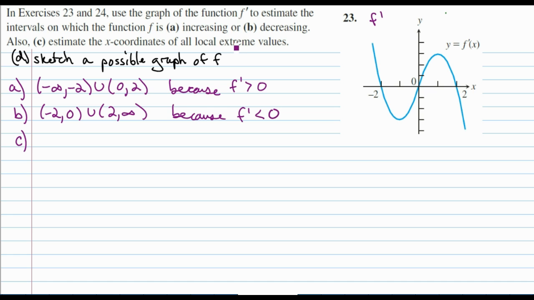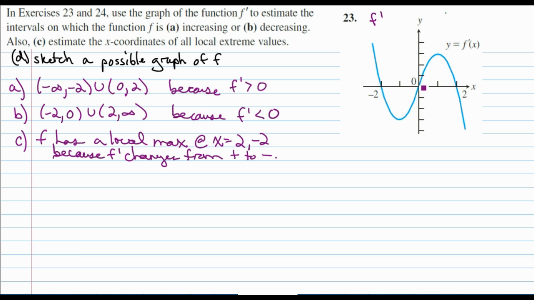C, estimate the x-coordinates of all local extreme values. Well, those extrema in f are going to happen when f changes from increasing to decreasing, or decreasing to increasing. So that means when f prime changes from positive to negative, or negative to positive. So it looks like we've got 3 of those. f is going to change from positive to negative twice, once at -2 and 2. So those are going to be where f changes from increasing to decreasing, so local maxes in f. And then at 0, f prime changes from negative to positive, which means f is going to change from decreasing to increasing, meaning f is going to have that local minimum there at x equals 0.